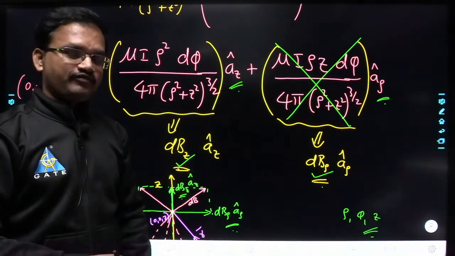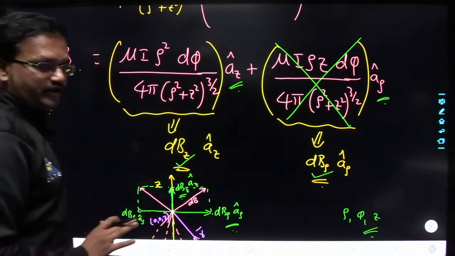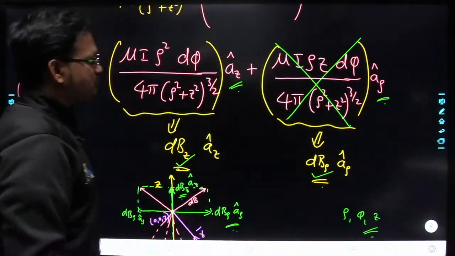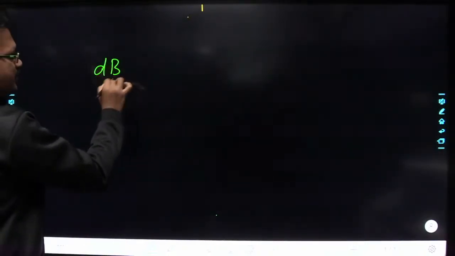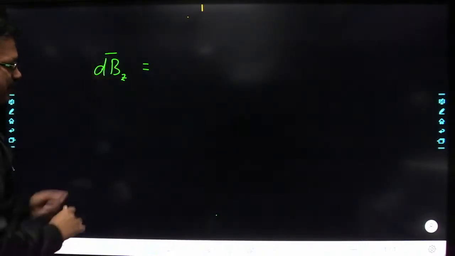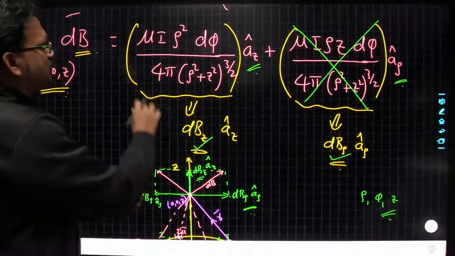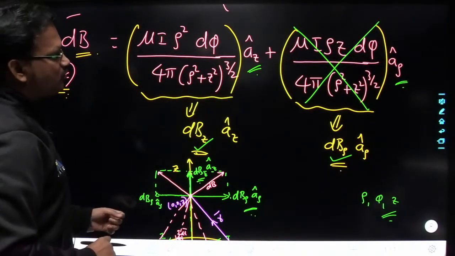Finally, the resultant direction will be along which direction? It is going to have only Z component. So the small differential B field is going to have only Z component. So dB is equal to dBz here. dBz is equal to what? What is the Z component expression we got? That is mu I rho square d phi divided by 4 pi into rho square plus Z square whole to the power of 3 by 2.